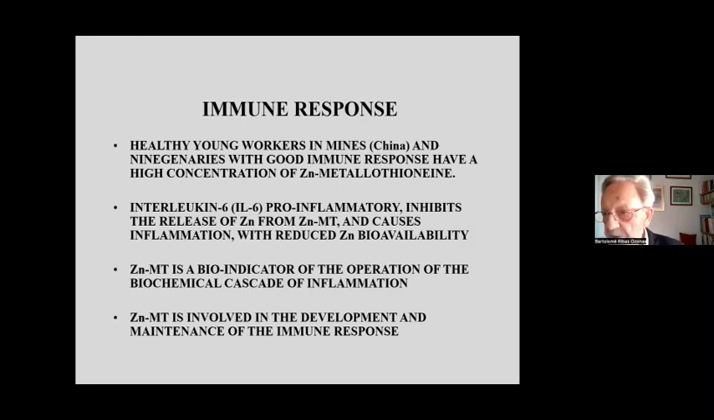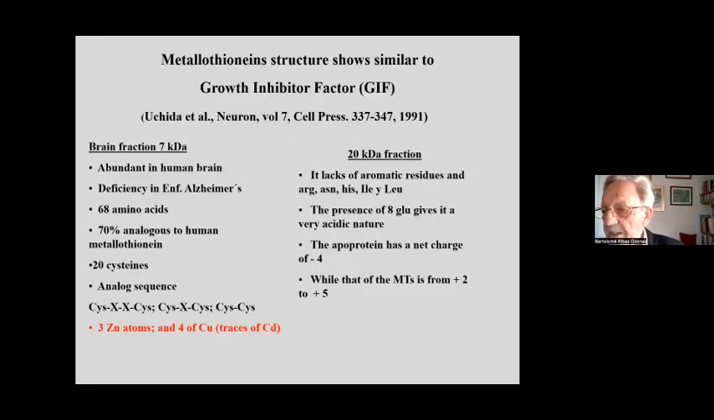And in the next figure, we see, after Chida and co-workers, published in Neuron, volume 7, Cell Press, 1991, that metallothionein structure shows similarity to the growth inhibitory factor structure from the human brain, 7 and 20 kilodaltons, deficient in Alzheimer's disease also, with analogous sequence and the same structural properties.